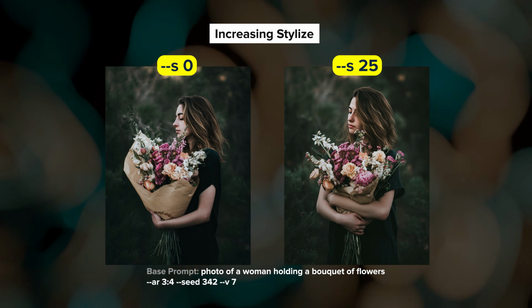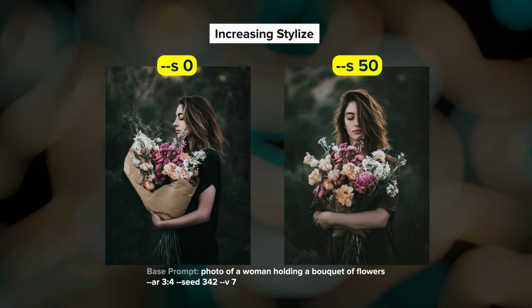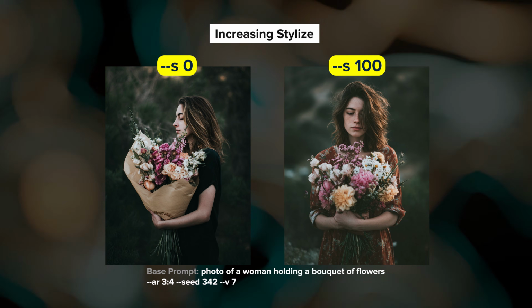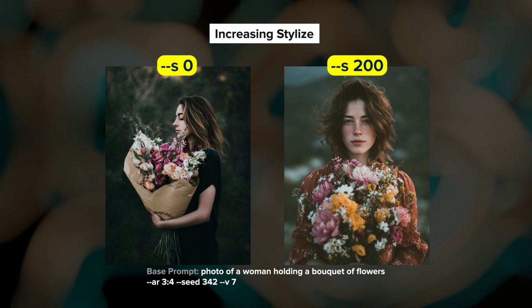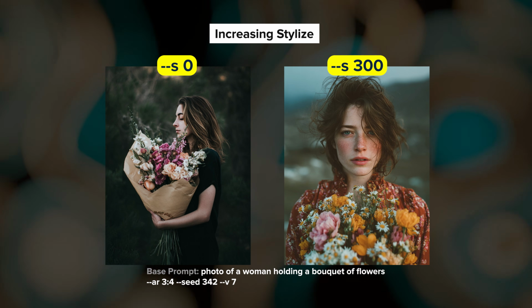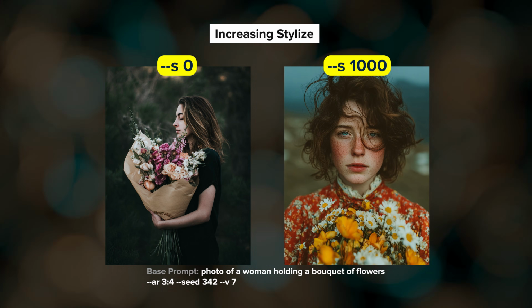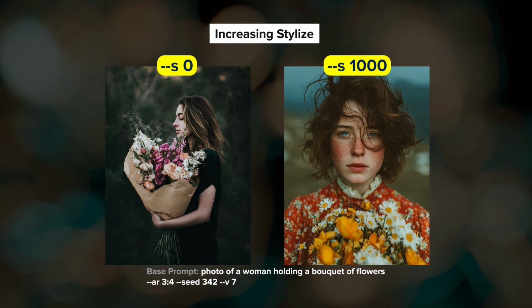Here you're looking at results from prompts where I used increasing stylized values. I used the same text prompt for these, so I'm just changing the stylized value. And you can see how that overall aesthetic changes when we compare lower versus higher stylized values.